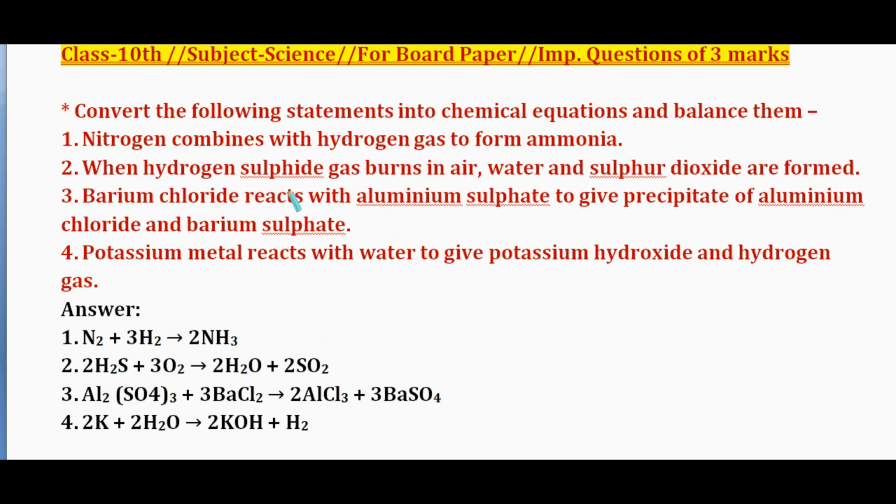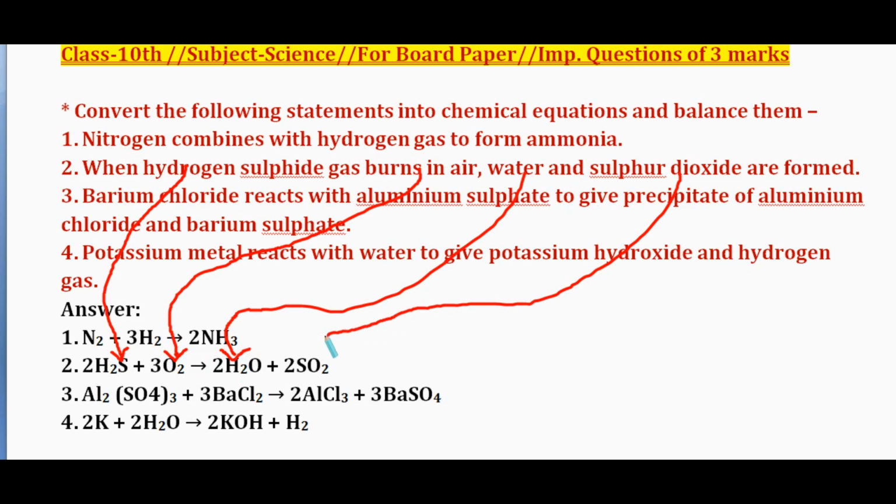Next, when hydrogen sulfide gas burns in air, water and sulfur dioxide are formed. This is hydrogen sulfide, H2S. Burns in air, it means oxygen, O2. It forms water, this is H2O, and sulfur dioxide, SO2.